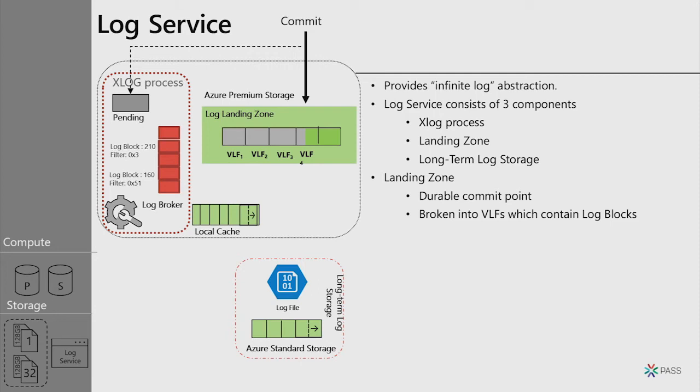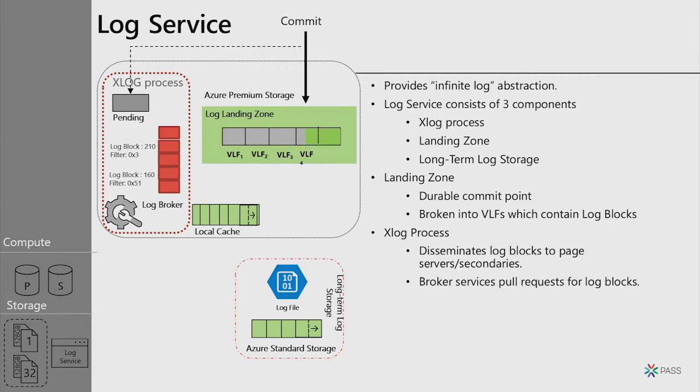So compute itself asynchronously copies it to the process to be in memory. And that xlog process then disseminates that data to page servers and replicas. It has this broker process, which is a hash map of every log block with a filter. So if a page server gets a request, hey, give me a log block, it knows what page servers to send it to. So it's a filter that allows it to smartly route some of these log blocks.